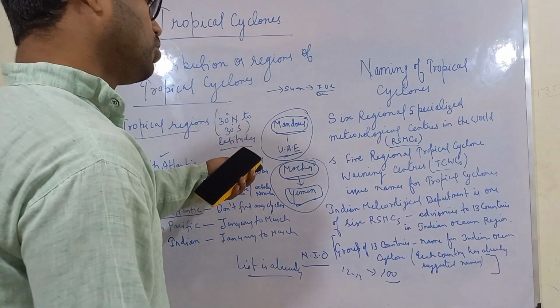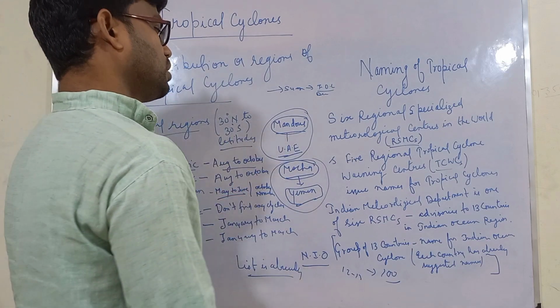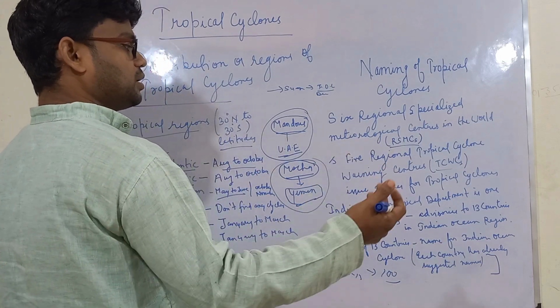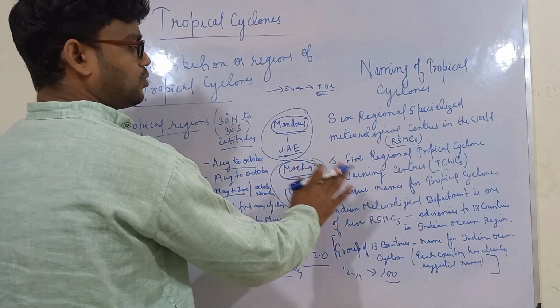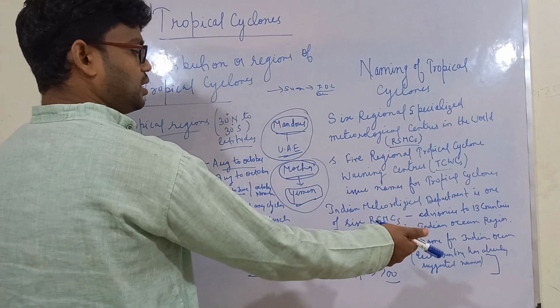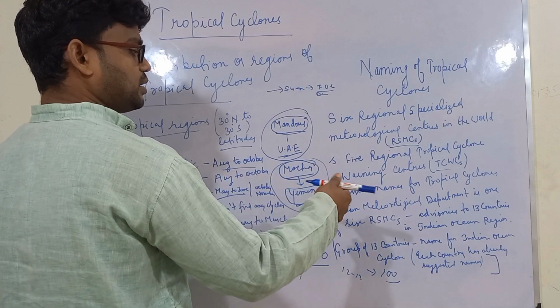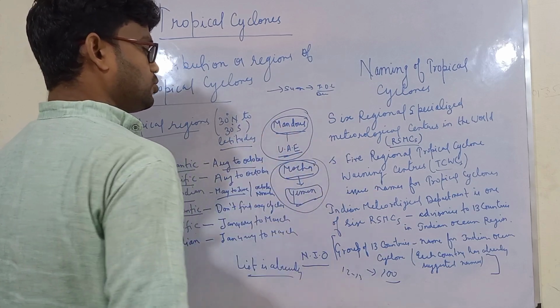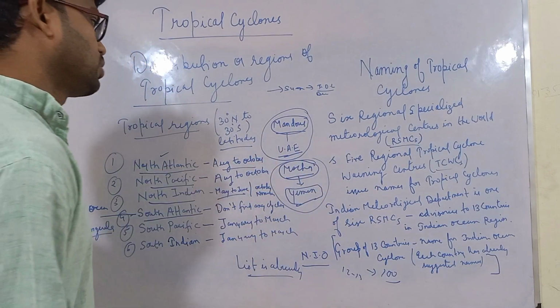Similarly, India has also suggested several names. Similarly Pakistan has suggested, Bangladesh has suggested. Every time a cyclone occurs in the North Indian Ocean, a name will be taken from the list in systematic order and it will be given to that cyclone.